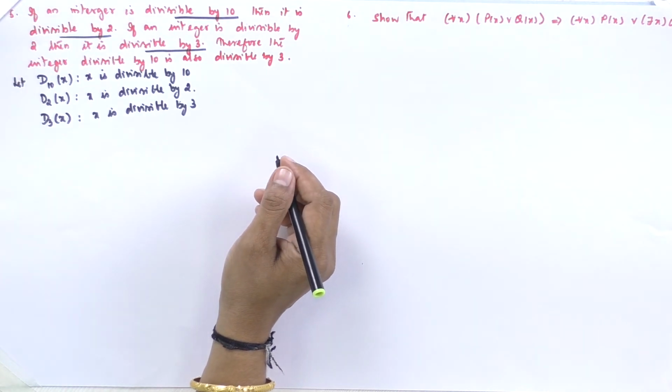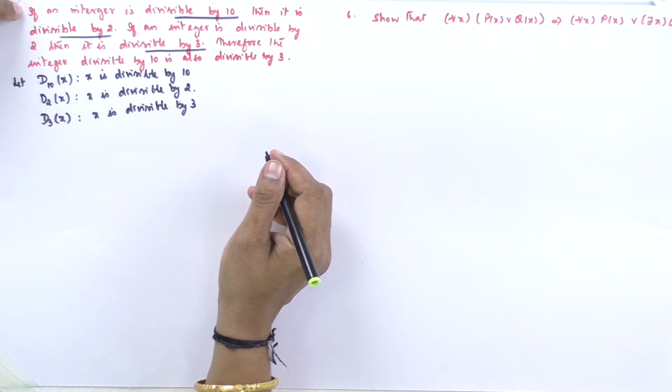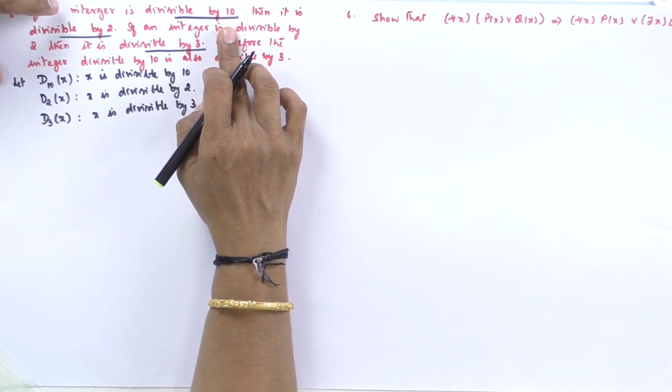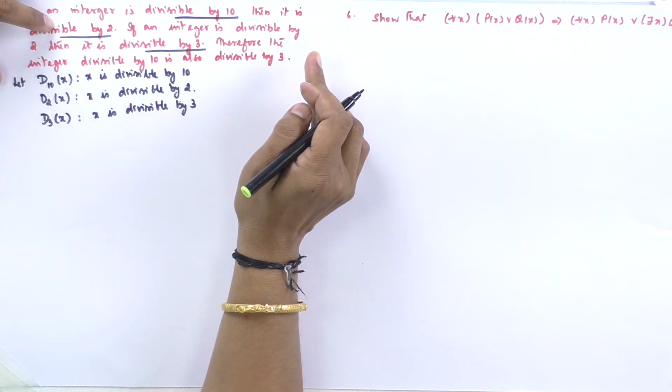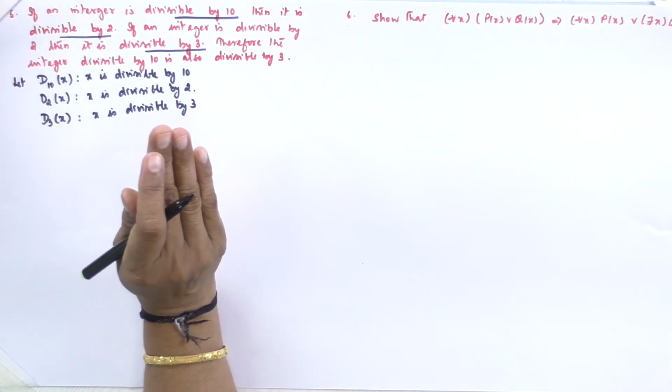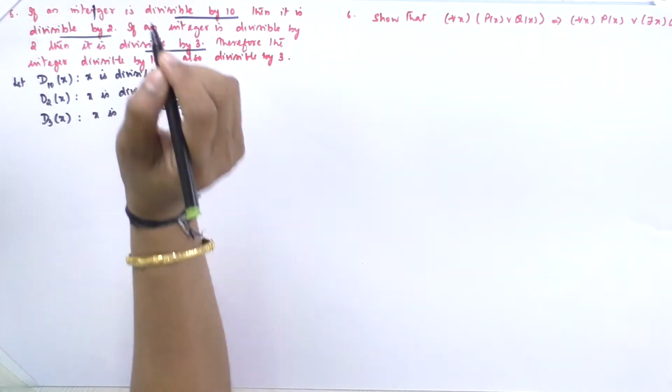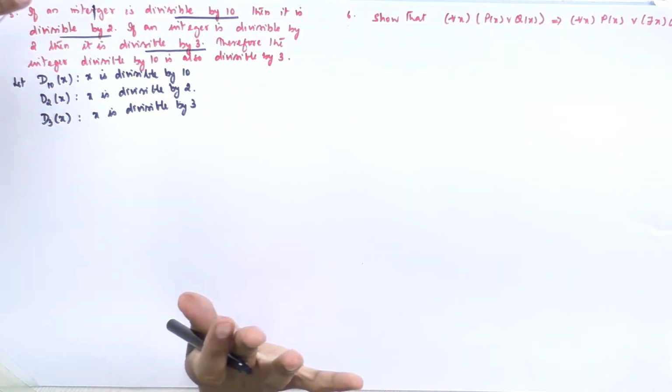Now we will frame the premises for this. If an integer is divisible by 10, then it is divisible by 2, right? If and then. So, therefore, it should be true for all x, right?